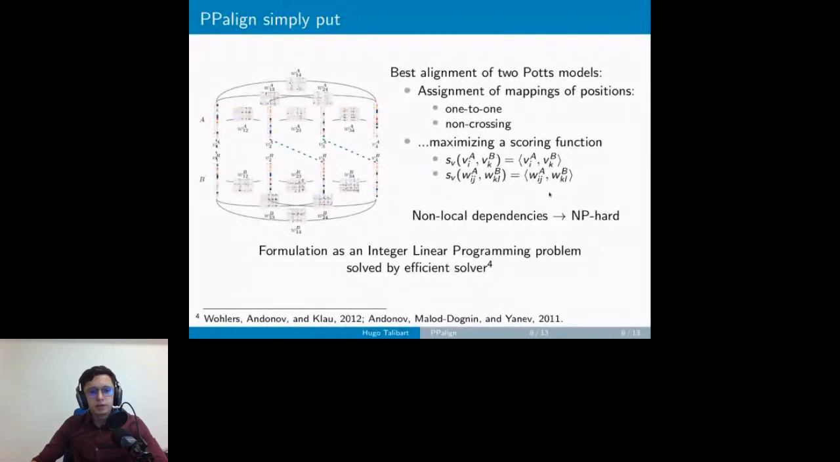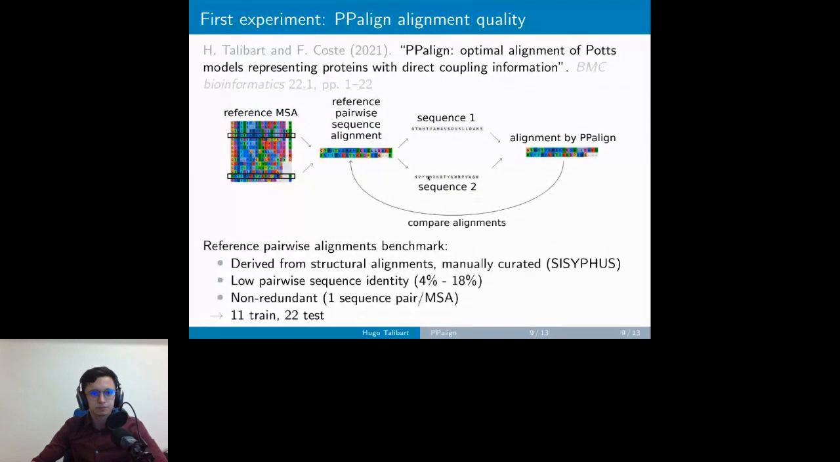Unlike profile-hidden Markov models, POTS models have non-local dependencies, which make their alignment a problem likely to be NP-hard. So to tackle this difficulty, we made use of existing work on structural alignments to formulate this problem as an integer linear programming problem, which can then be solved by an existing efficient solver.